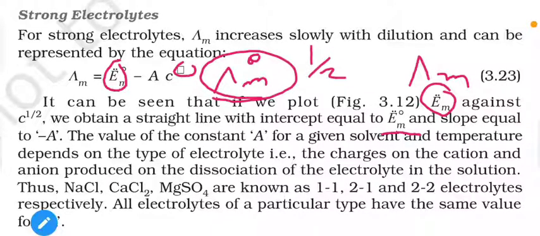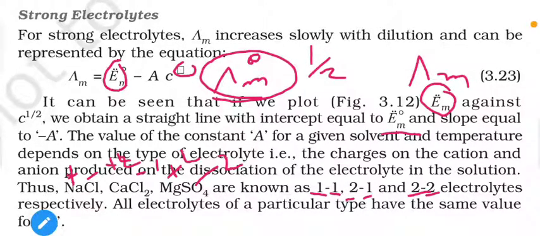Thus NaCl, CaCl2, MgSO4 are known as 1-1, 2-1, 2-2 electrolytes respectively. Now why are they called like this? They are simply represented by their charge. In NaCl we have Na plus and Cl minus, that's why 1-1. For CaCl2, Ca carries plus 2 charge and Cl carries minus 1 charge, that's why 2-1. And for MgSO4, Mg carries plus 2 charge and SO4 carries minus 2 charge, that's why it is a 2-2 electrolyte.